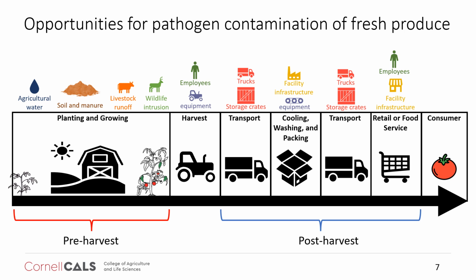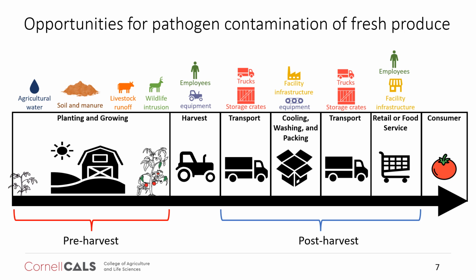In addition, at facilities, during the cooling, washing, and packing processes, the equipment can harbor pathogens and will cross-contaminate the fresh produce. At retail and food services, if an employee is not following the required guidelines, they can also carry pathogens that will transfer into fresh produce.